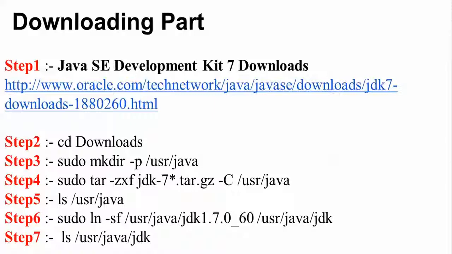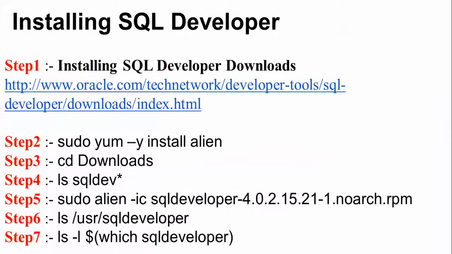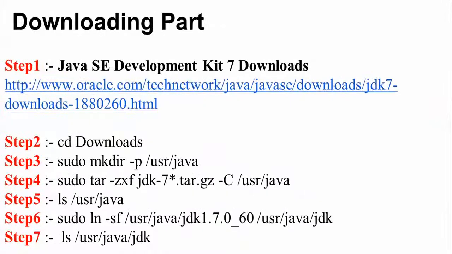So after that, I'm going to download this Java SE Development Kit 7. After that, I'm going to download SQL Developer also. The steps you can see below, from 2 to 7, are the commands you need to run to configure SQL Developer, and you can see the download links for both SQL Developer and the Java JDK. So now let us begin this installation.